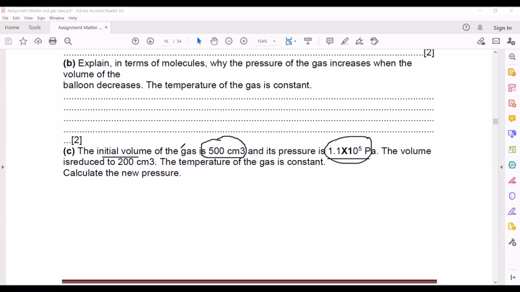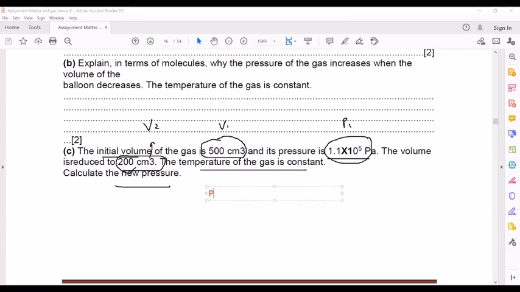The volume is reduced to 200 cm cube. So this one is V1, P1, and this is the second volume, which is V2. The temperature is kept constant, so it shows that we have to use Boyle's law. We need a new pressure. So how to find a new pressure?